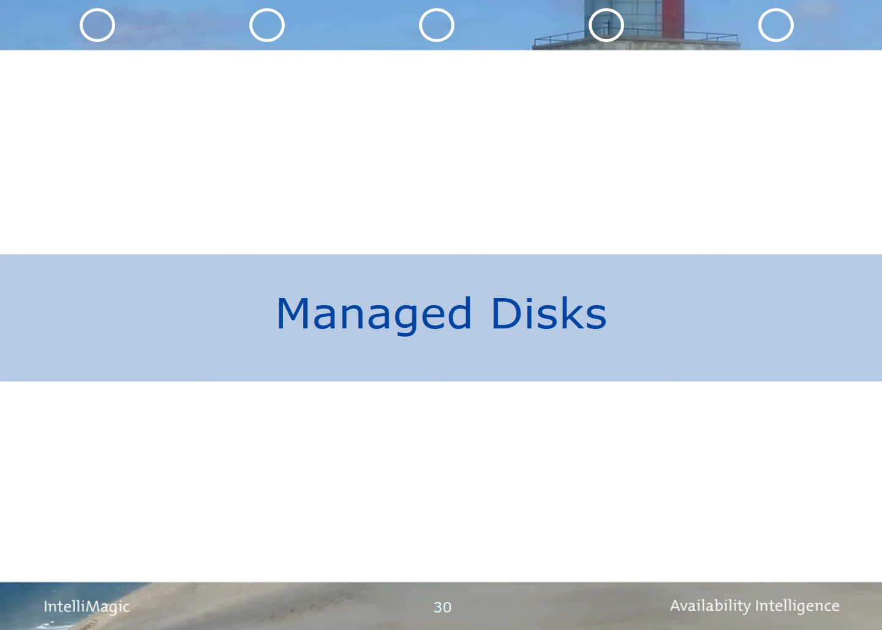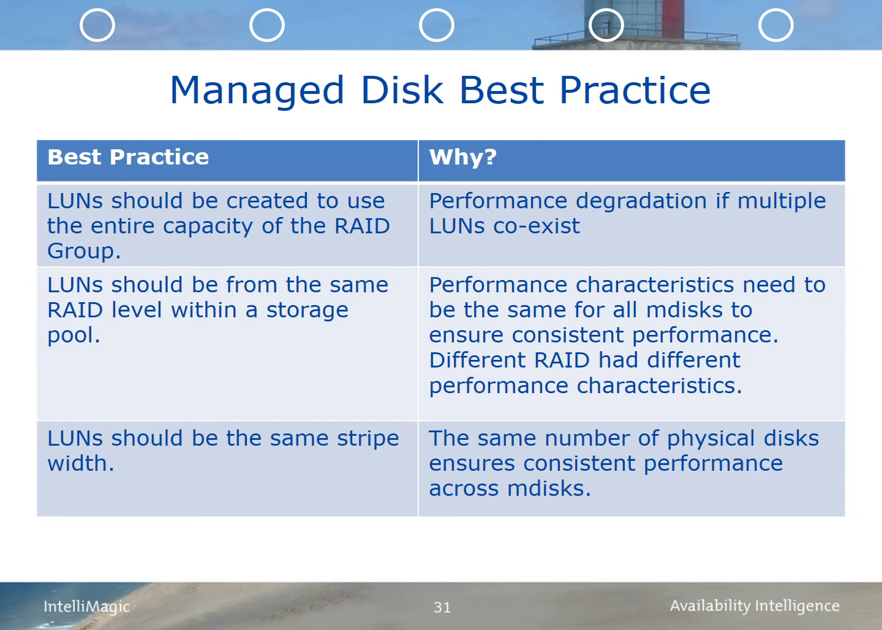In this section, we'll talk about the best practices for IBM SVC managed disks. There are several rules you should follow when configuring managed disks. First, LUNs should be created to use the entire capacity of a RAID group from which they are formed, as we don't want them to coexist with anyone else on the RAID group. Second, unless using Easy Tier, managed disks need to have the same hardware characteristics or performance will be inconsistent. Finally, LUNs should be the same stripe width, if possible, to ensure consistent performance and extent distribution, though with Easy Tier and auto extent rebalancing, this has become less of an issue.